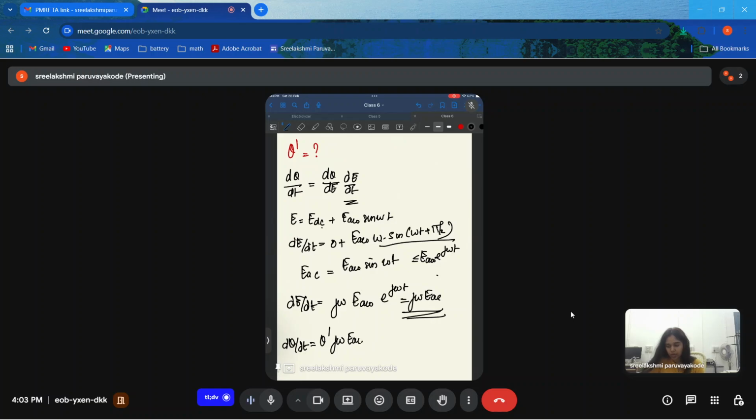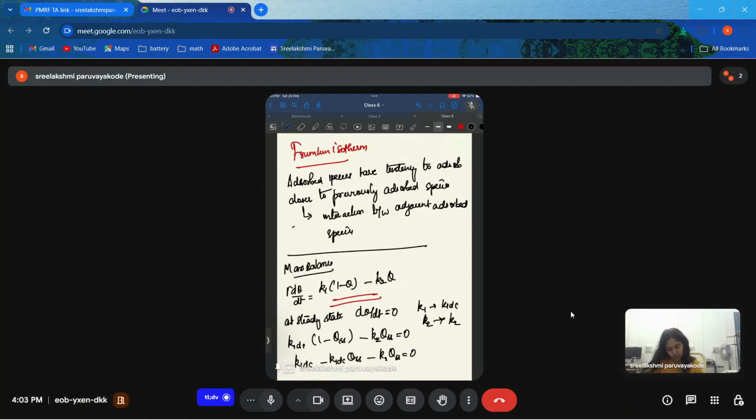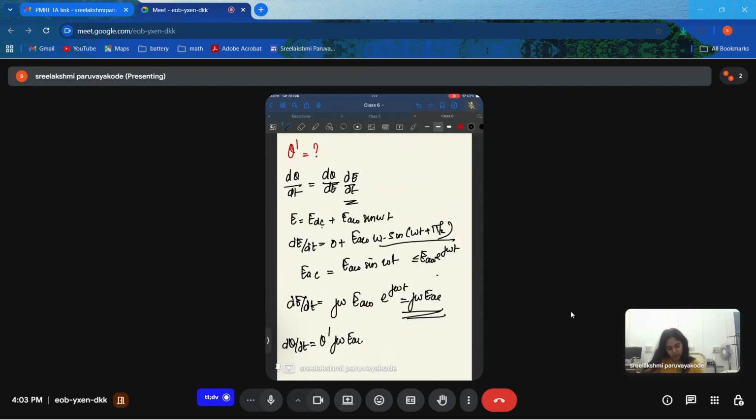Now, why is this important? You have the first mass balance equation. You can substitute this equation for dθ/dt and find an equation for θ dash.